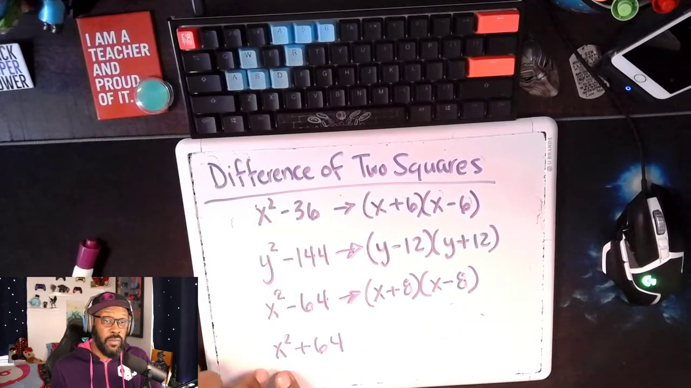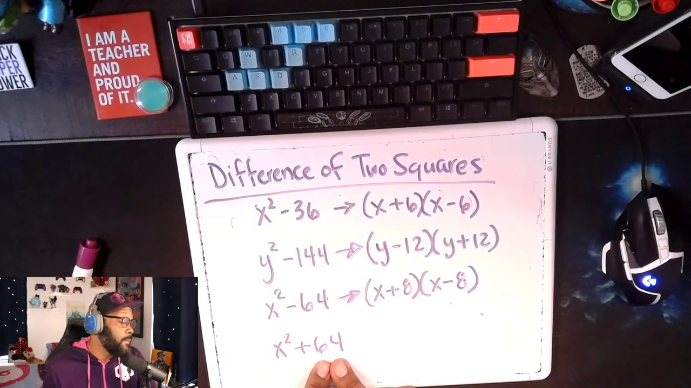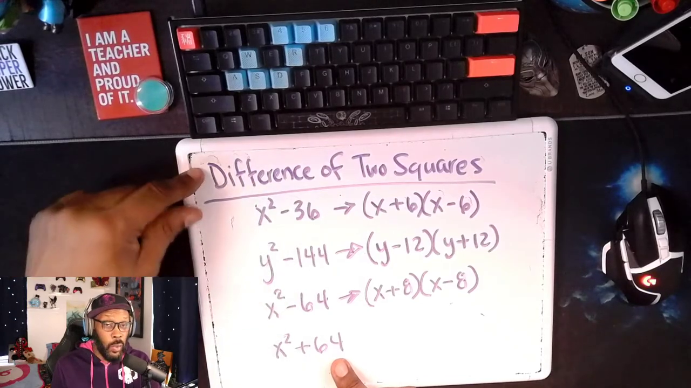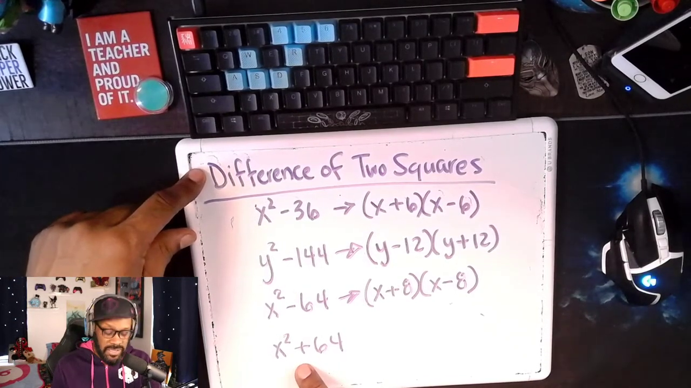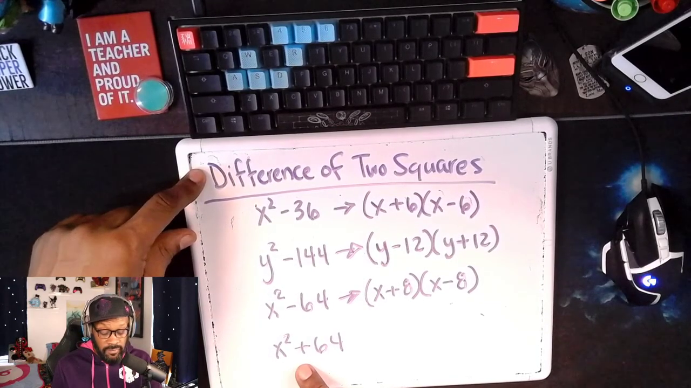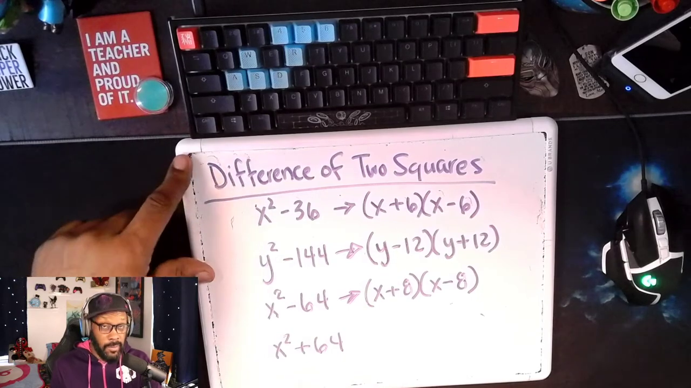If you see something where there's an x squared plus a perfect square, you can't do it, right? Because that's why this whole thing is called the difference of two squares. So if you see some addition like this, already understand, for the most part, it's factored. It's prime, right? Don't forget that.